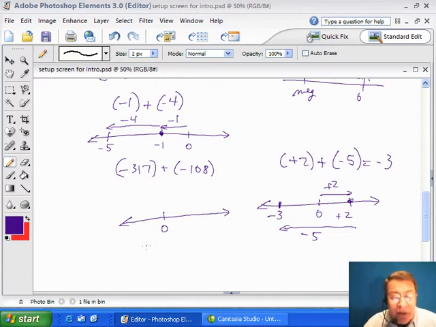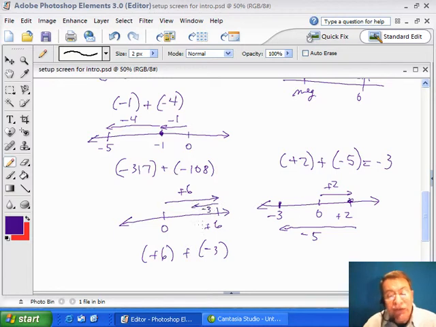So if I had a plus 6 and I wanted to add a negative 3 to it, my first movement would be 6 units in the positive direction, leaving me at plus 6, and my second movement would be 3 units in the negative direction, leaving me with a positive 3. So as you can see, sometimes we end up with a negative number, sometimes we end up with a positive number, and it all depends upon which one has more clout.